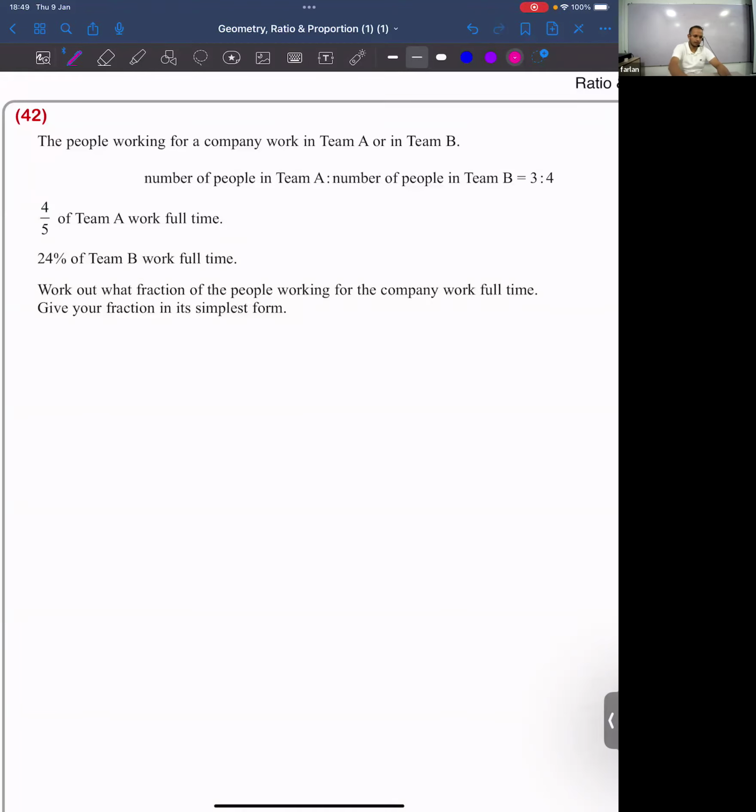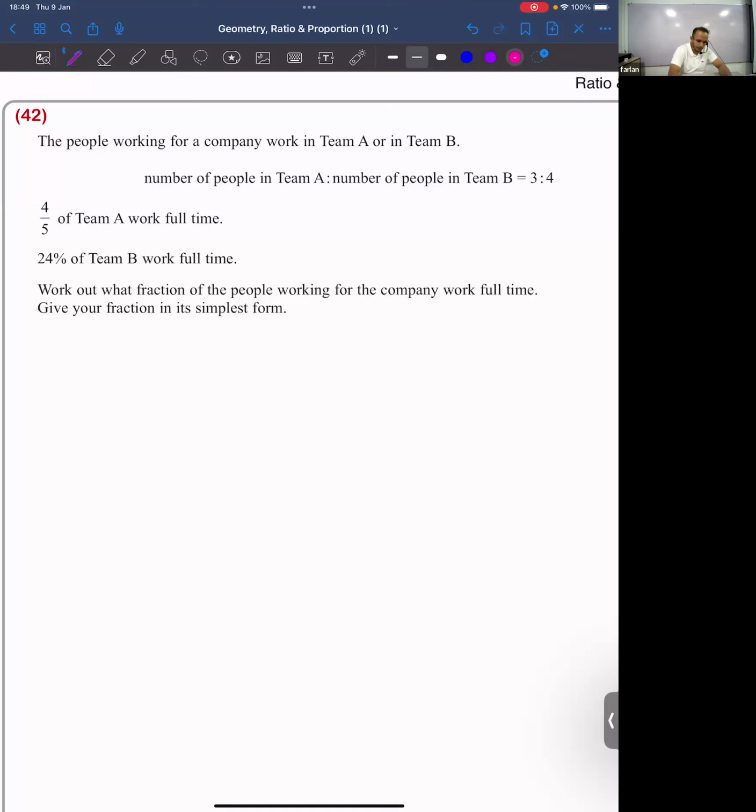Right, okay. The people working for a company work in team A or team B; there are two teams. The ratio of the number of people in team A to the number of people in team B is 3:4. 4/5 of the team A people work full time. 24% of the team B people work full time. Work out what fraction of the people working for the company work full time. Give your fraction in its simplest form.